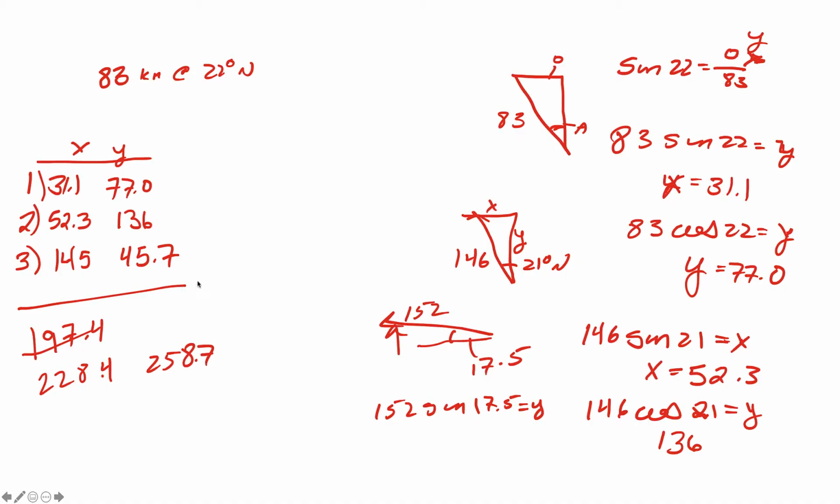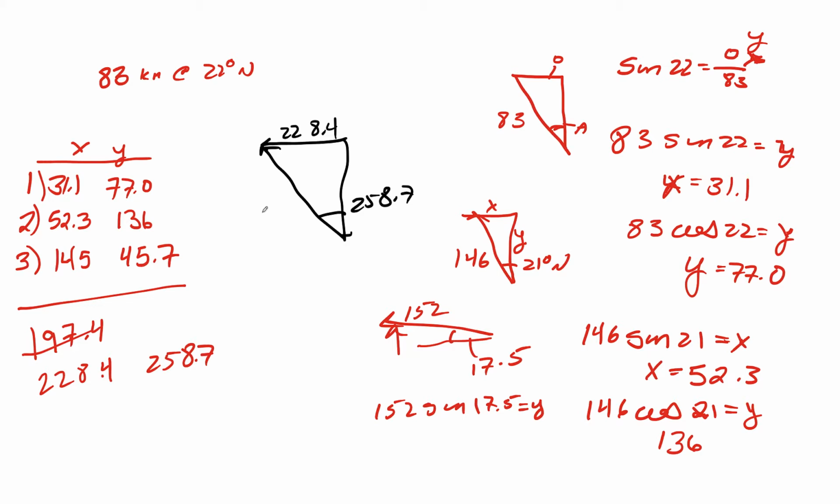So I'm going to go to my next slide. Whoops, can't do that. So the components. I'm going to come over here, get back to my pen. Let's go with black. So my x direction is 228.4. My y is 258.7. And we want to know what this vector is. We need the angle and the distance.